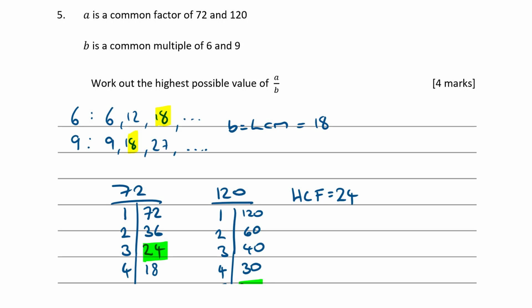Okay, so what's the highest possible value of a over b then? So that was my a value, wasn't it? 24, and b is 18. So my highest value is going to be 24 over 18. Which I could cancel down, but I'm not sure I need to. So it could simplify to 4/3. Also an acceptable answer.